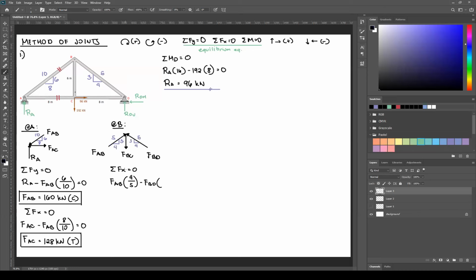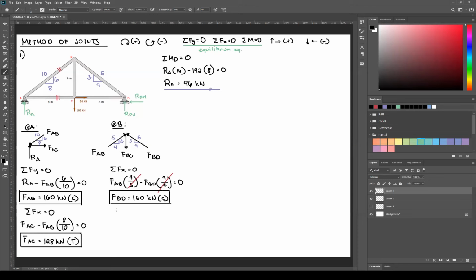Right, that's a slope. I need the x component, so get the horizontal side. So that's 4 over 5. There's no other force, so equate to 0. Now this is easy to solve because 4 over 5 can cancel out. FBD is just equal to FAB. So FBD is just 160. Okay? Positive, therefore our assumption is correct. Our assumption for FBD is towards the joint, therefore compression. So 160 kilonewton compression.